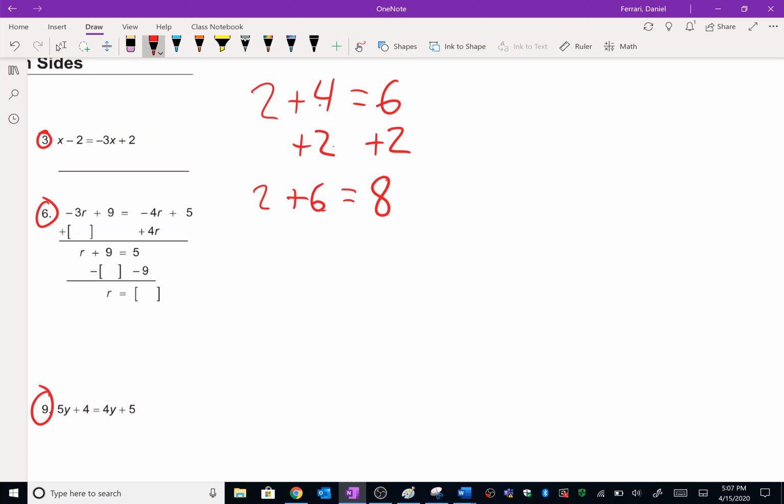So I could add whatever I want, right? If I wanted to add 10 to both sides, I can do that. 4 plus 10 is 14. 6 plus 10 is 16. And if you look, 2 plus 14 is 16. So I can add or subtract whatever I want as long as I do the same thing to one side as I do to the other.